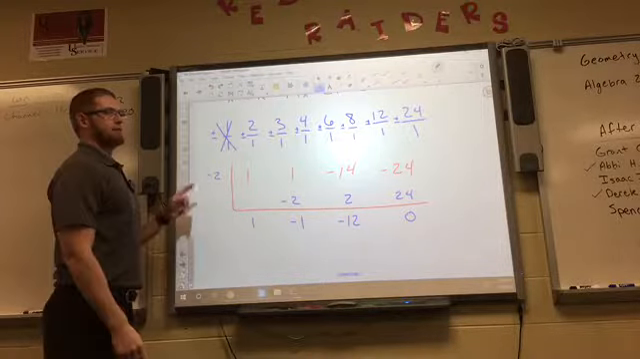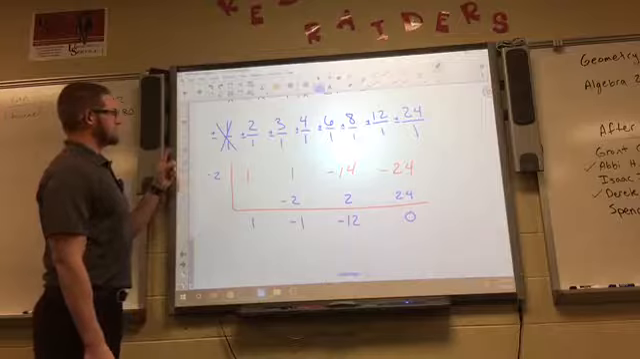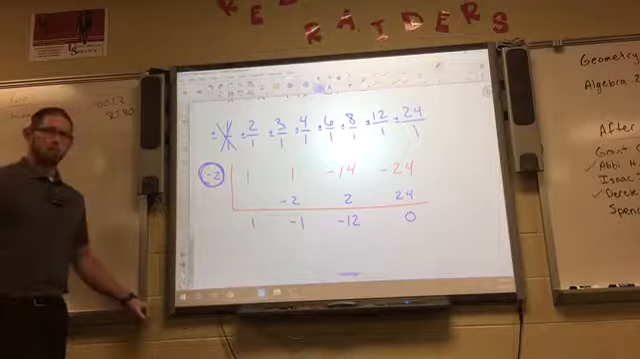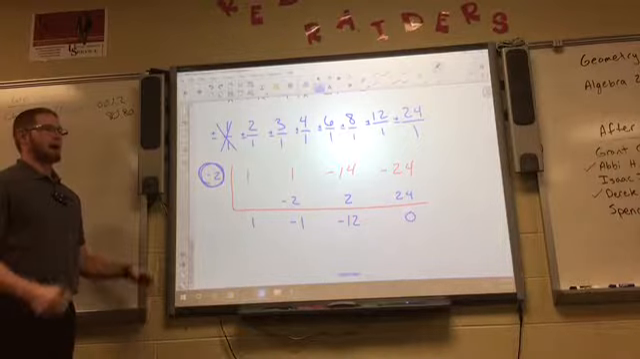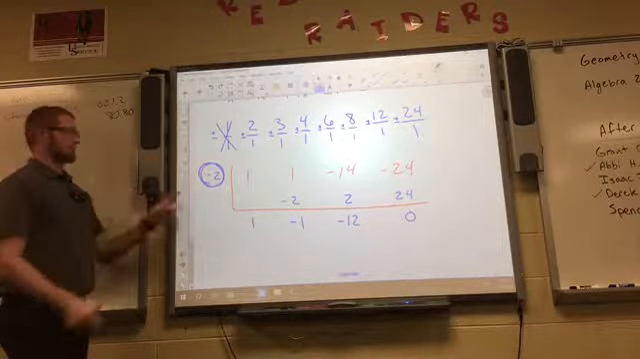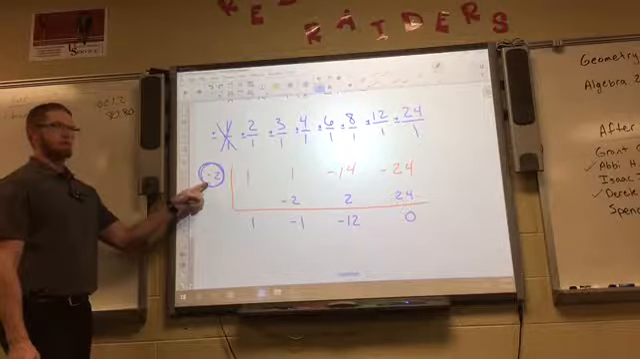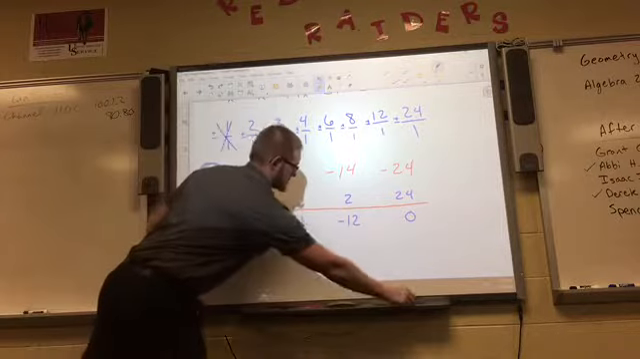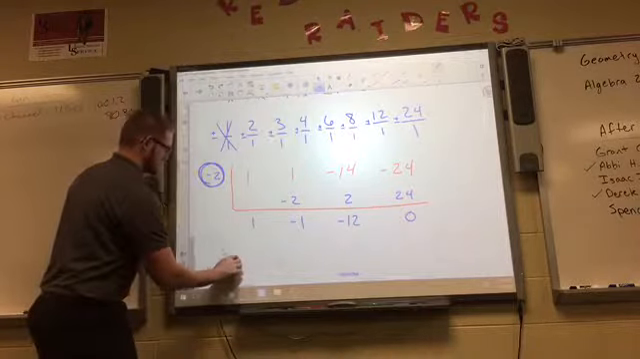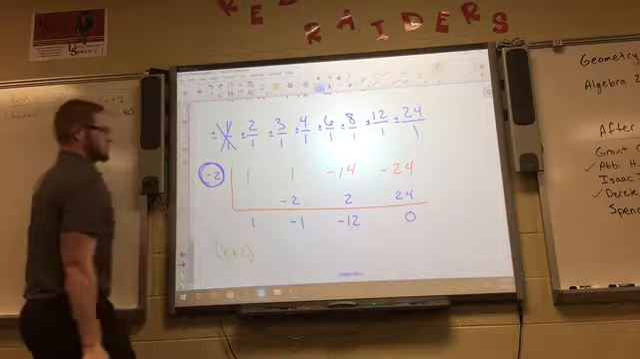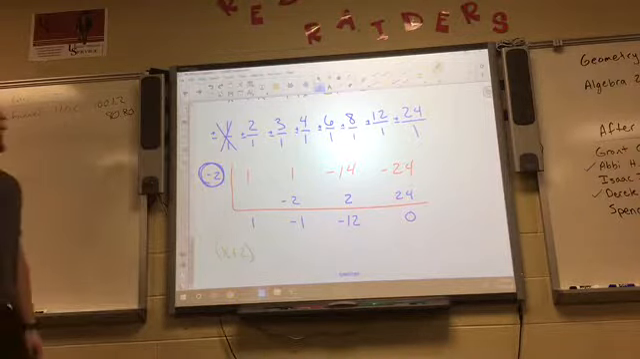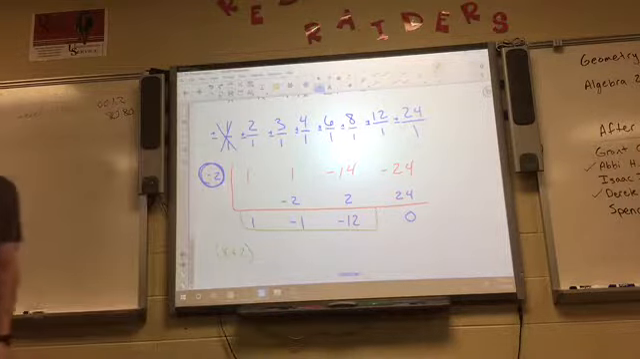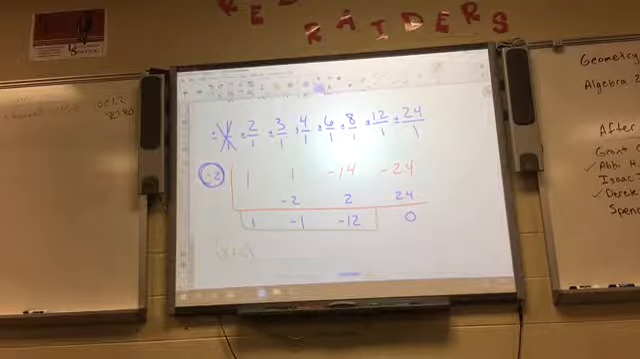So what this means is that this negative 2 is a 0. So what would the factored form, or the parentheses, look like if this was a 0? Would it be x minus 2 or x plus 2? It would be x plus 2. And what that leaves us is this polynomial. Everybody remember how we pull a polynomial out of that synthetic division?